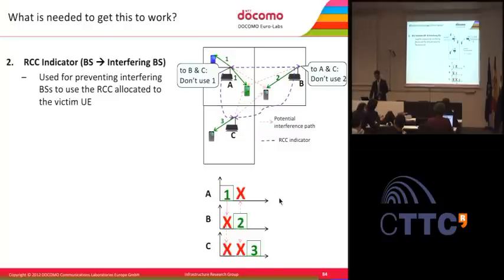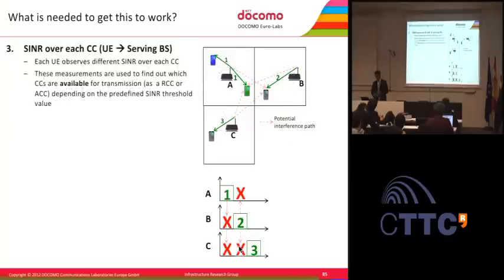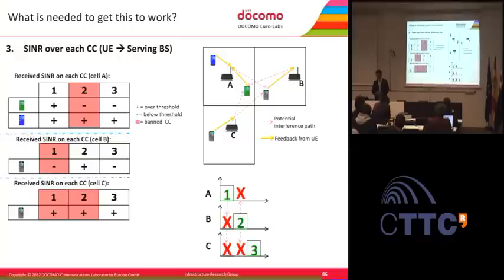So these are the reserved component carriers. So now we've already reached a situation like this. And finally, we measure the SINR over each component carrier. This is also done at the UE, and it just uses existing LTE signals. So again, we use this RSRP. We can also use reference signal received quality, RSRQ. There are lots of things we can use to measure this. And basically, the reason for doing this is we find out which component carriers are available for transmission as either a reserve component carrier or an auxiliary component carrier. And for this, we create something very simple.